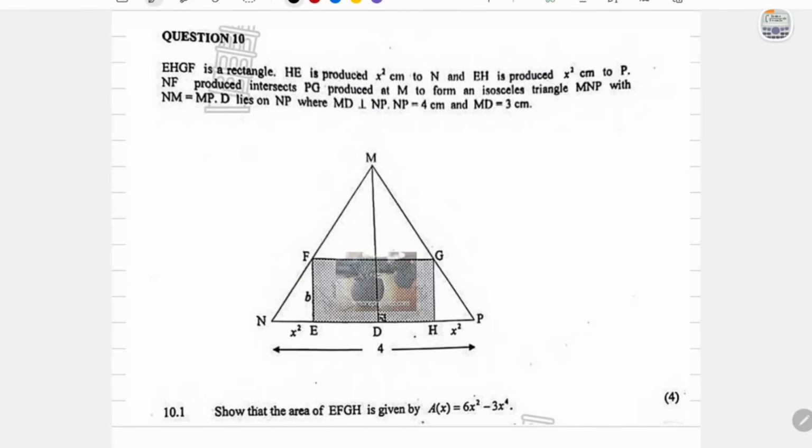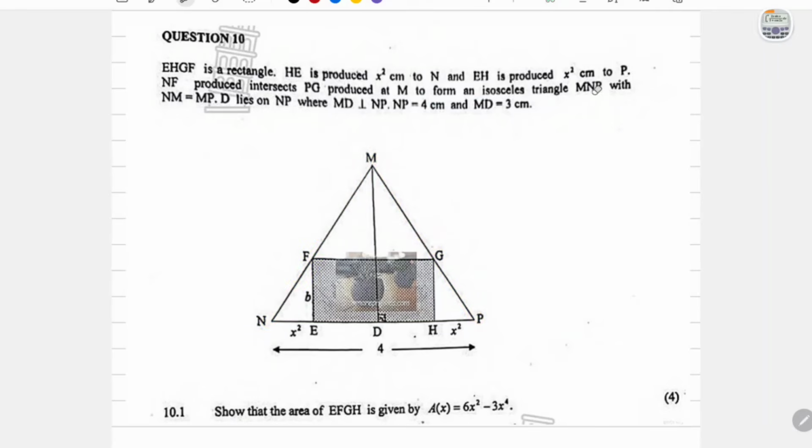And now we're on question 10. Question 10 says, EHGF is a rectangle. Now we have HE produced x squared centimeters to N. So HE is produced x squared centimeters to N. Then they tell us that EH is produced x squared centimeters to P. Then they tell us that NF produced intersects PG at M. So those two get produced and they intersect at M.